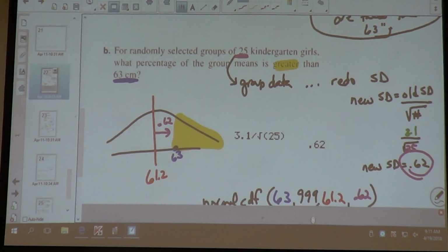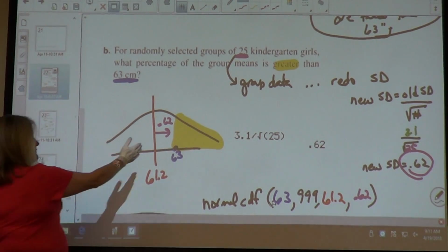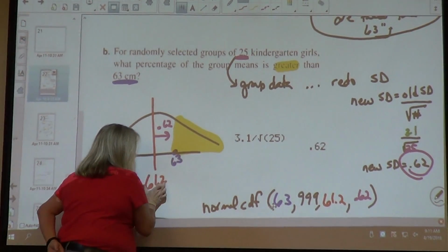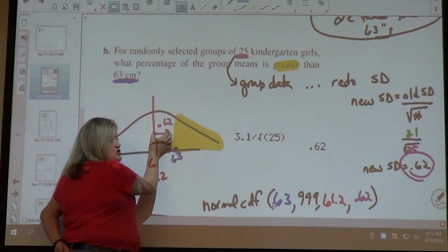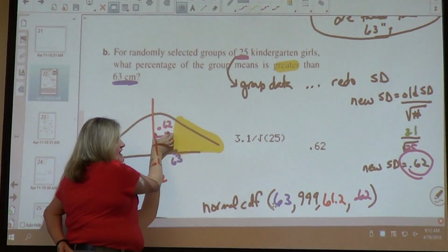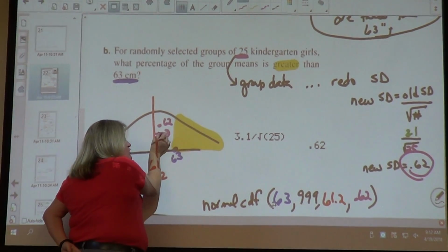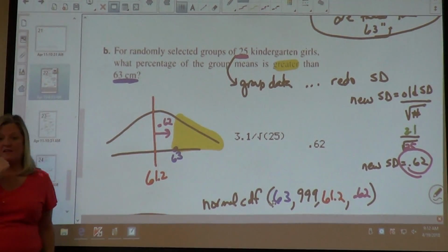So now we're going to do the normal CDF. Everything is going to be the same. My left is the same, my right is the same, my mean is the same, we just have to use the new standard deviation. So when it's group data, you do the left, the right, the mean, and the new standard deviation.